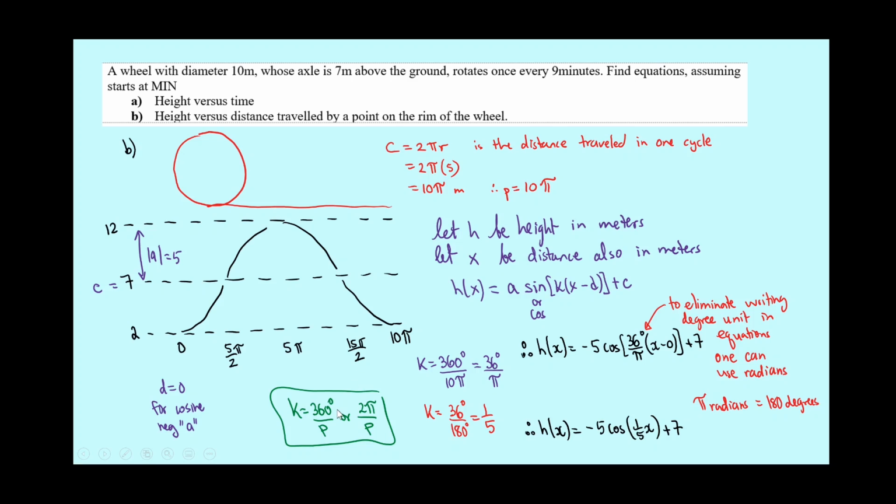Just a quick reminder that the formula we've been using for the k relationship with period in grade 11 is 360 degrees divided by P, but 360 degrees is equivalent to doubling 180, so that means we double pi. And so you might have seen the formula 2 pi over P, and this is what you would be using in grade 12.